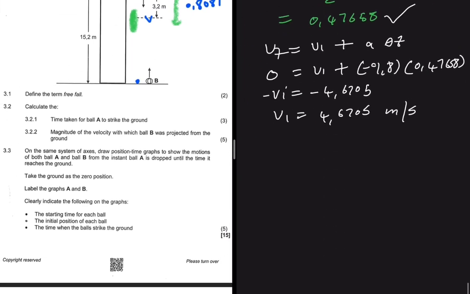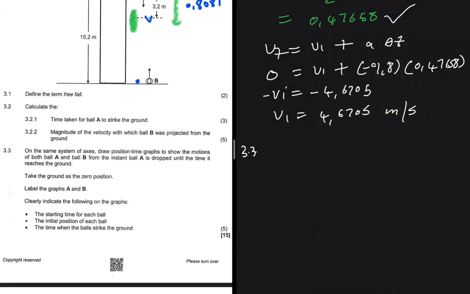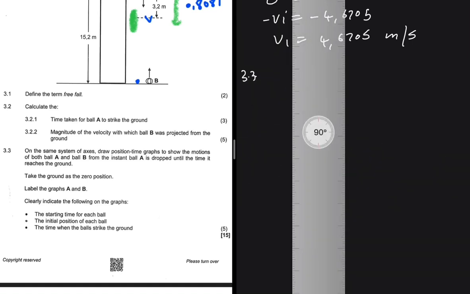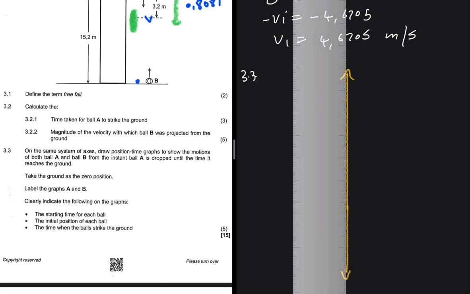Now the last question, 3.3. On the same system of axes, let's draw the position-time graphs to show the motions of both ball A and B from the instant ball A is dropped until the time it reaches the ground. Let's take the ground as the 0 position, right? Because usually they will say let's take the ground as our reference point, and that will lead to a lot of ambiguity. What do they mean? You know, reference point. Are we taking it as 0? But then when they say we must take it as the 0 position, that is clear. There is no ambiguity. You know exactly what is expected of you.